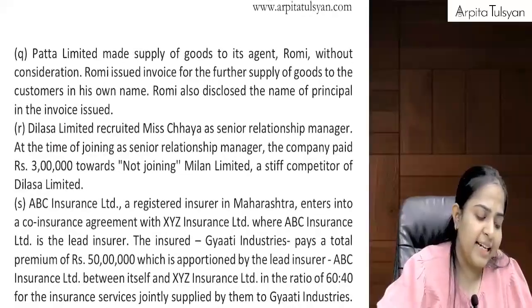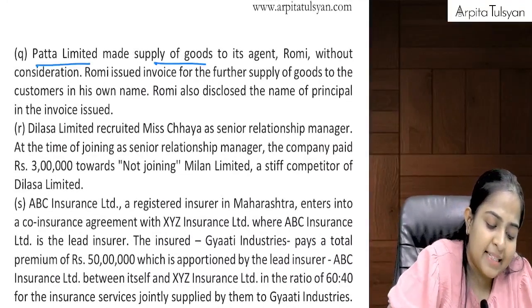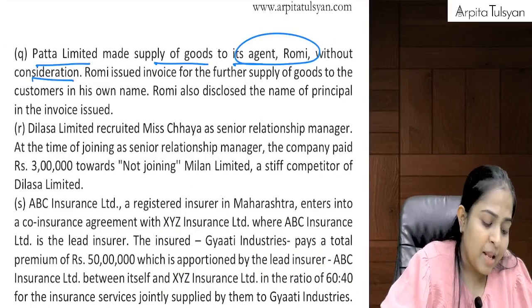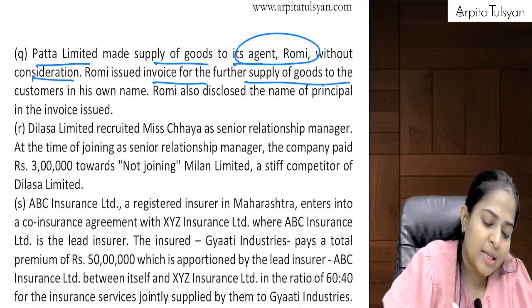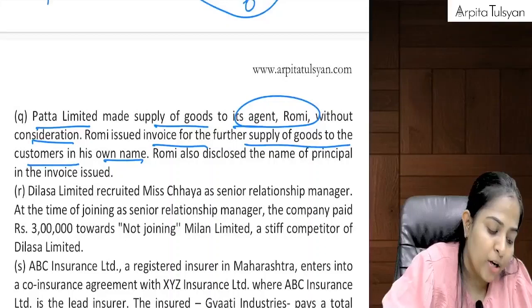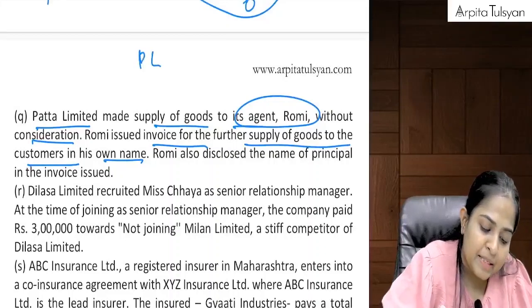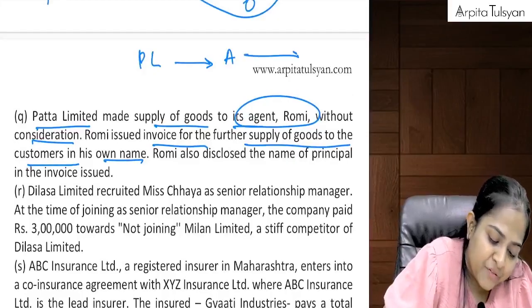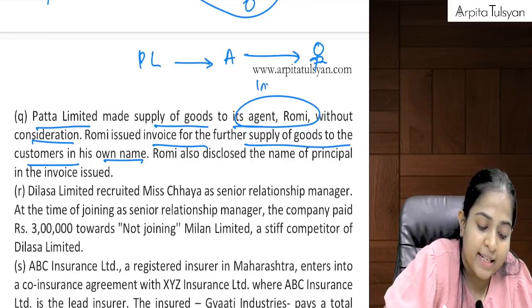Then after that, the next one: Patta Limited made supply of goods to its agent Romi without consideration. Romi issued invoice for further supply of goods to customer in his own name. So Patta Limited is the principal. It has done supply of goods to its agent and agent has further supplied the goods to the customers in his own name. Okay, invoicing is done in his own name.